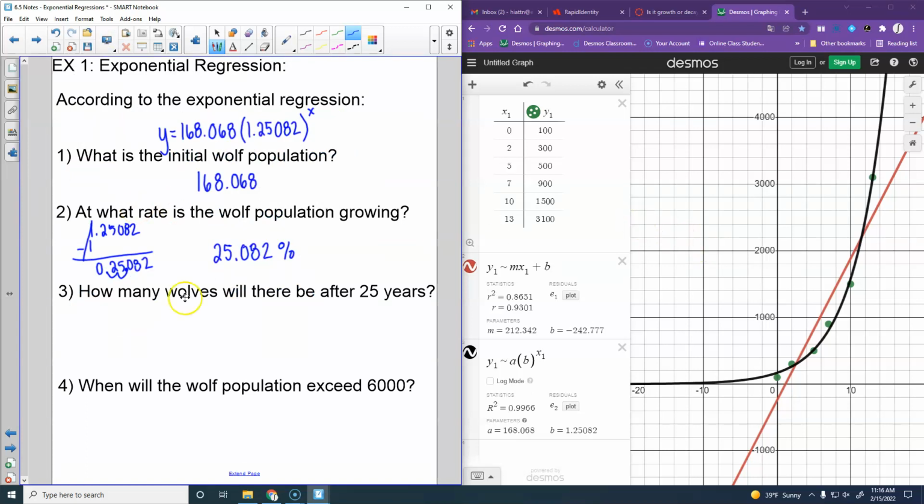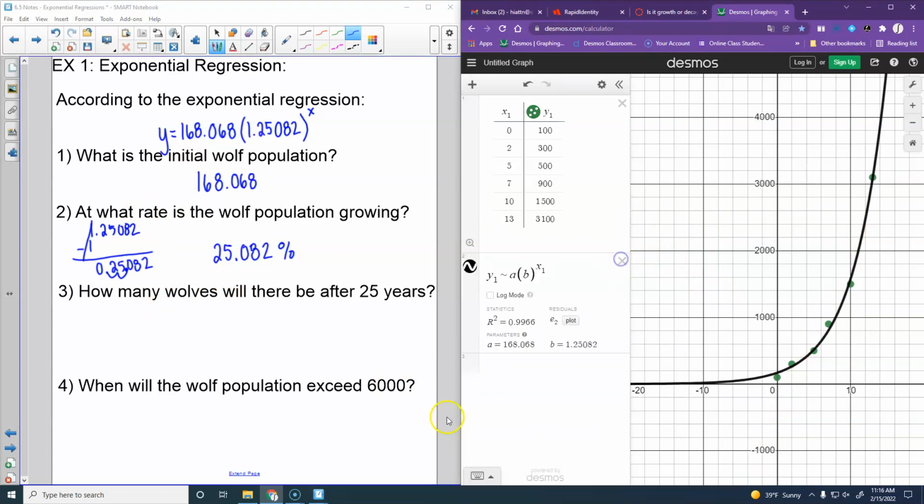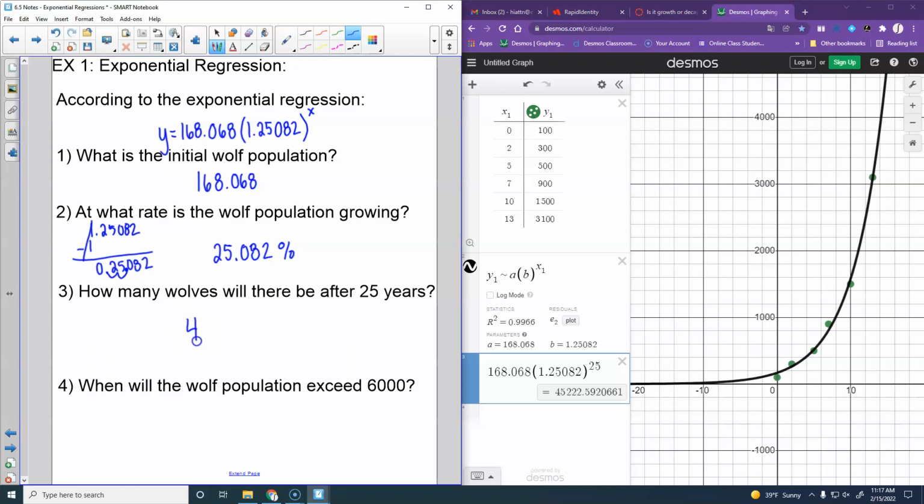Okay. Now I'm going to get rid of my line actually here. And my next question says, how many wolves will there be after 25 years? So you got two options for how you're going to deal with this. You can just plug 25 into your equation, right? So you can do 168.068 times 1.25082 to the 25. Make sure you don't round those numbers. Right, and so if we do that, it's going to give us 45,220. I'm going to round that to 223.